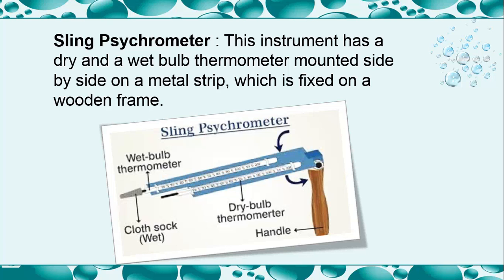So, to summarize, humidity can be measured with the help of instruments like the dry and wet bulb hygrometer or the Sling Cyclometer.